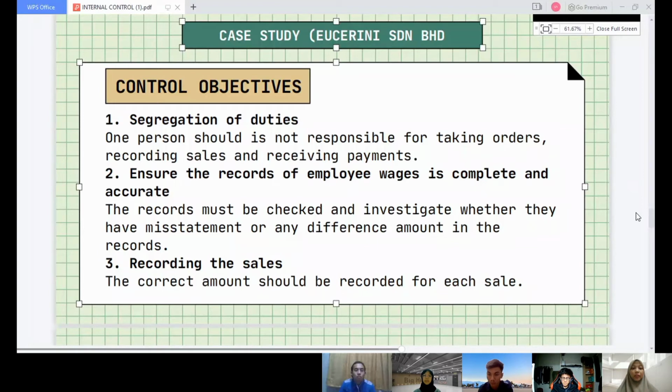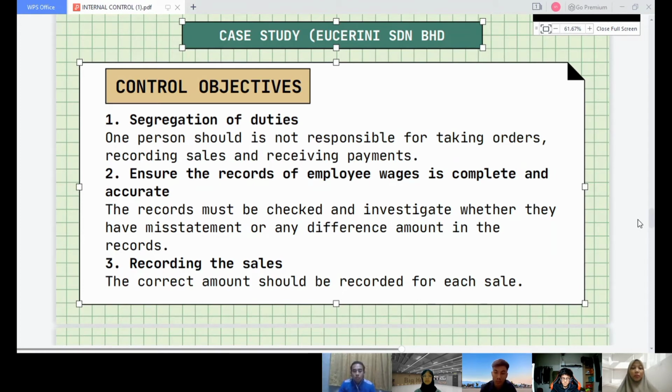The second control objective is to ensure the records of employee wages are complete and accurate and in accordance with the systems. The records must be checked and investigated for any misstatement or difference in amount. The wages should be summed up monthly, meaning that the hours worked within a month must be totaled up and multiplied by the rate of pay.